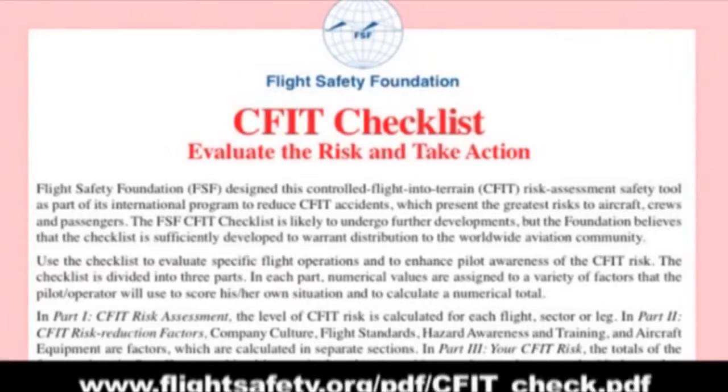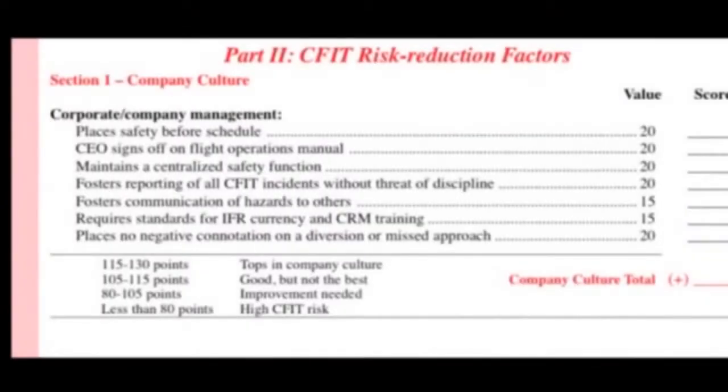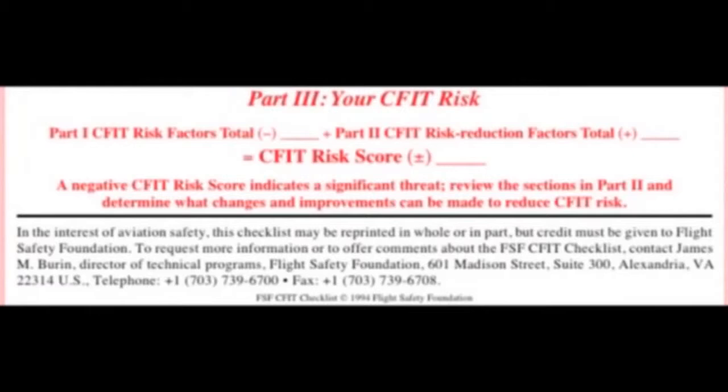There are several sources for a variety of checklists to help you develop effective SOPs that can work for you. The Flight Safety Foundation publishes a CFIT checklist to help you perceive the risk and take actions before every flight. The form is divided into 3 parts: CFIT risk assessment, risk reduction factors, and your CFIT risk. A negative score indicates a significant threat, and you can determine what changes and improvements you can make to reduce that risk.